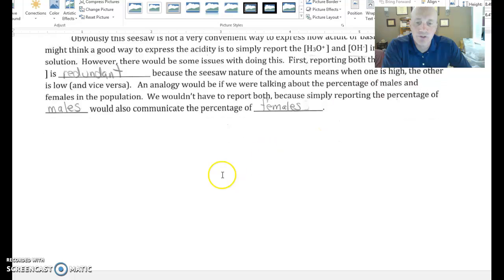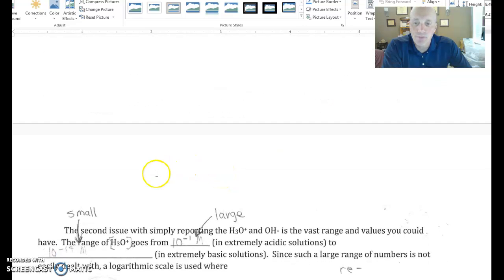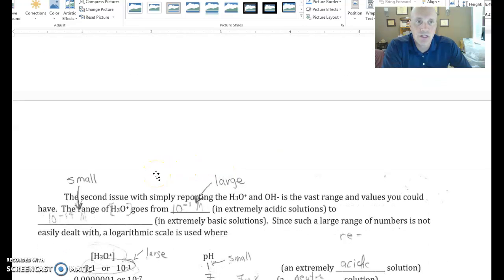The other reason that reporting the molar concentrations would be impractical is because of the enormous range of the numbers. One thing about numbers that we probably take for granted is that in most things that we talk about, even though we might think that the difference between large and small is big, the numbers aren't that big in terms of how you write them. So, for example, if we wanted to think of the smallest salary in the world versus the highest salary in the world.